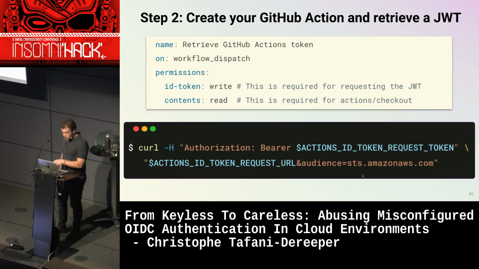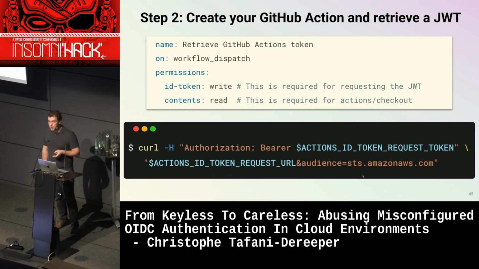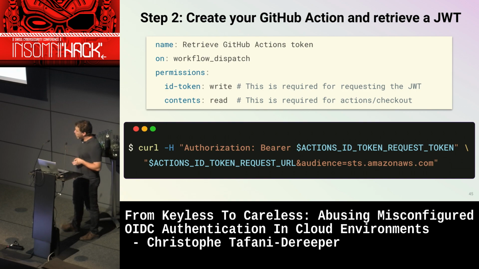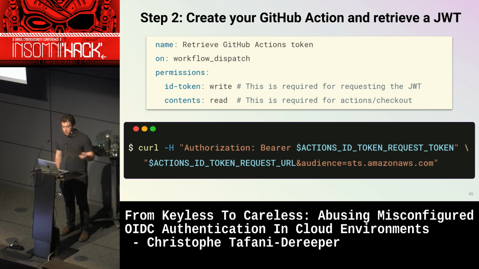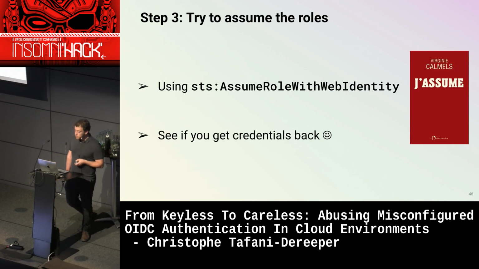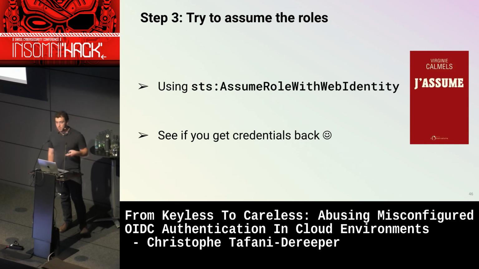The idea then is to create our own GitHub actions. So again, I'm the attacker. I create my own GitHub action. I just need this configuration. I run this curl command that I described before, which is going to give me the JSON web token. And I just, again, use this flow. I use STS AssumeRoleWithWebIdentity. And you see if you get some credentials back.